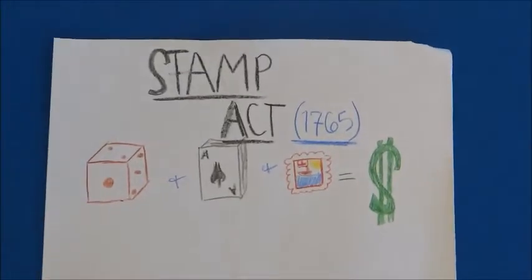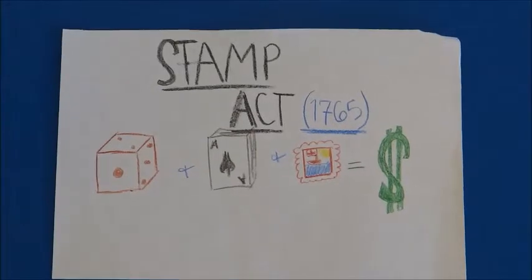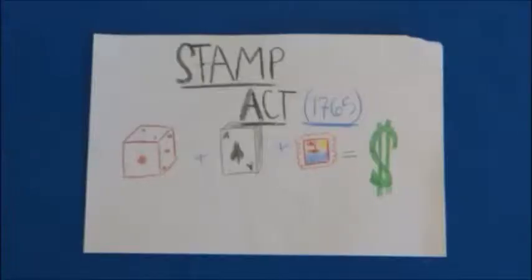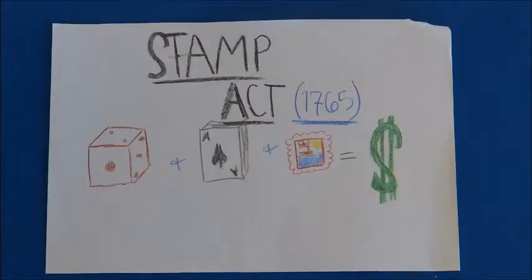In 1765, the British Crown passed an external tax on the colonists, which upset them greatly. The British Crown taxed paper goods such as playing cards and dice. A year later, the Stamp Act was replaced by the Declaratory Act.